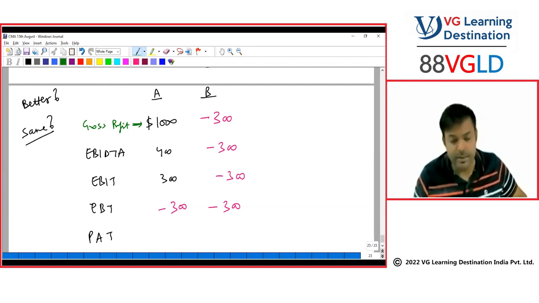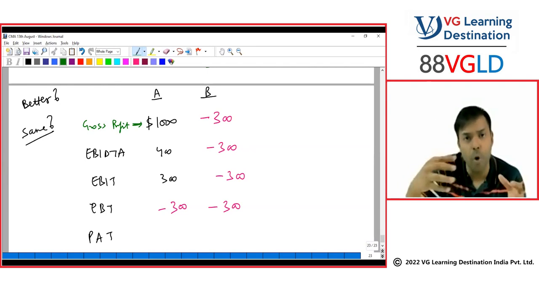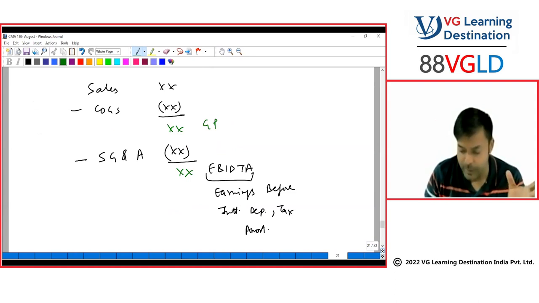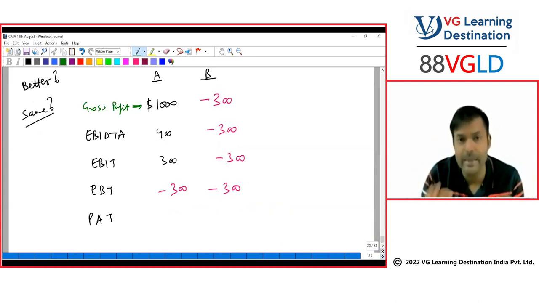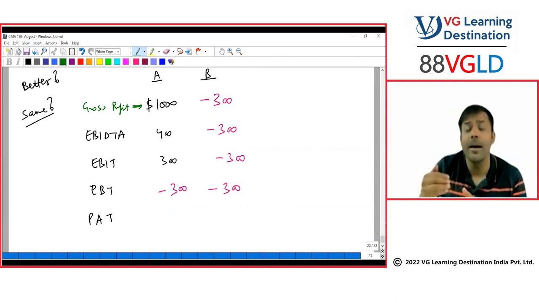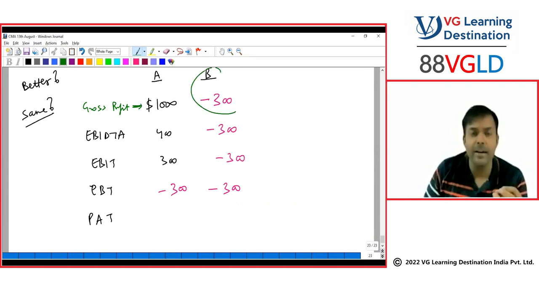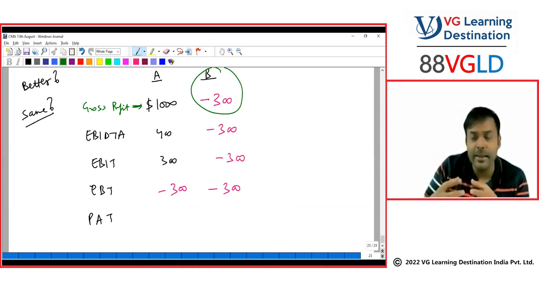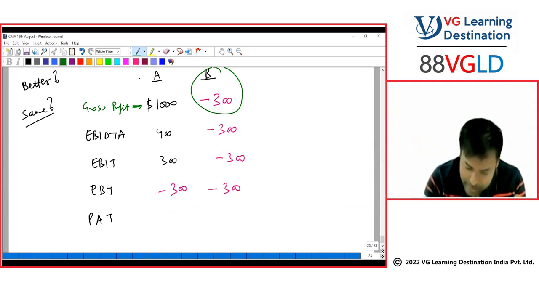Very good point. You're saying A is better because at least at the gross margin level, at the gross profit level, you are making a profit, right? That means at least you are recovering your manufacturing cost. This company is not even recovering its manufacturing cost. Whatever product they are making, they are not even able to sell at that cost. Hence, in this case, A is a better company.